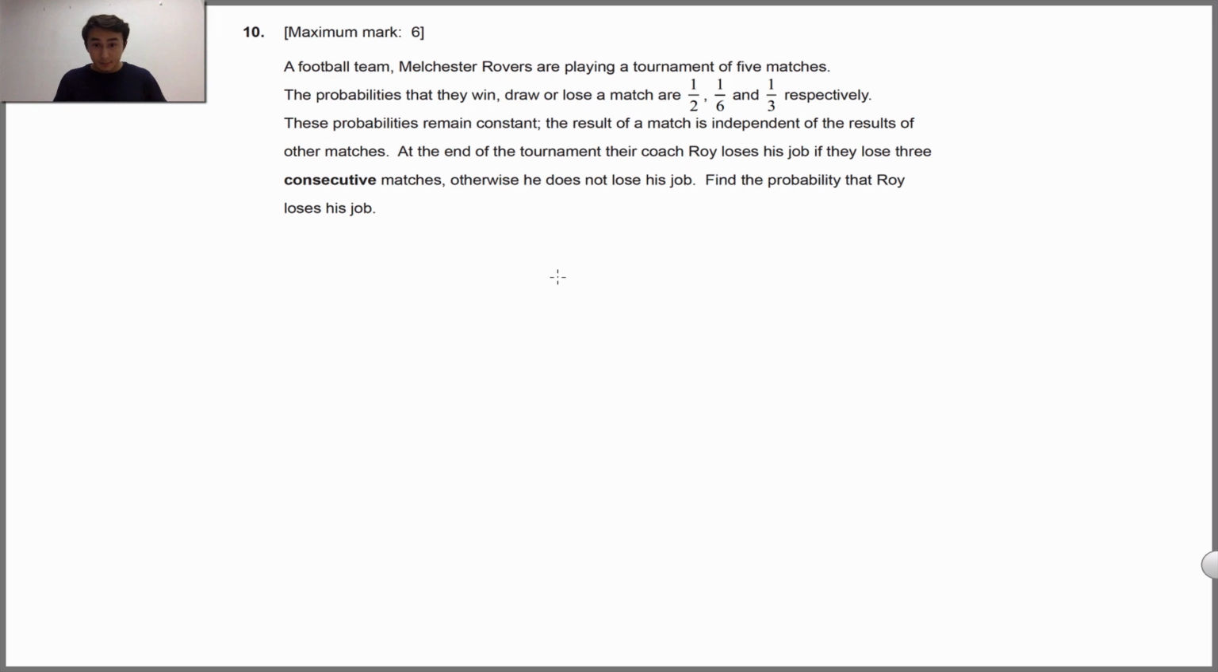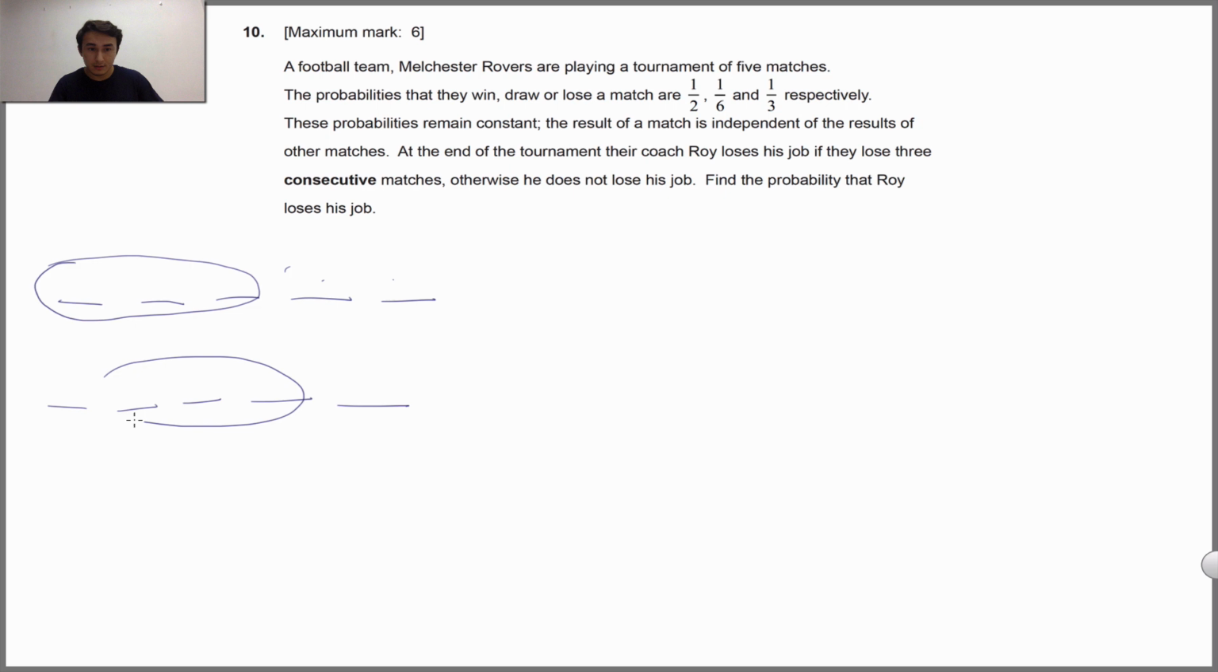Okay, so find the probability that Roy loses his job. He can lose his job if his team loses 3 games in a row. What I like to do in this kind of probability question is drawing. There are 5 games, so let's draw 5 empty spaces like that. He can lose the job if these 3 games are lost and these 2 games are not lost. The other situation can be these 3 games are lost and the other 2 are not lost.